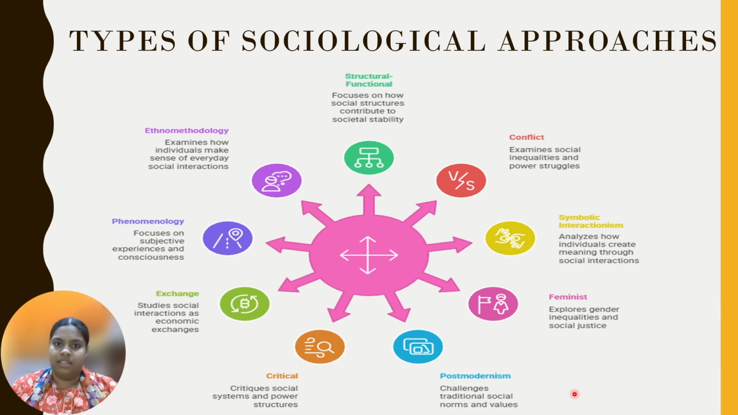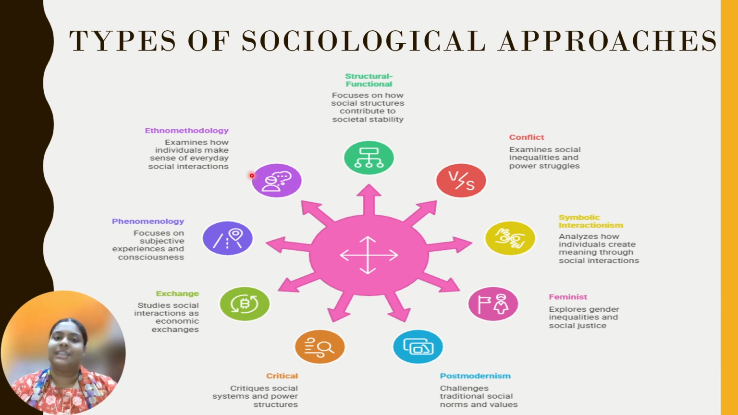Next, postmodernism. In our society, there are various traditional social norms and values that still exist. It challenges them. Next, critical. It criticizes various social systems and power structures that exist in our society. Exchange. It studies social interaction as economic exchanges. Next, phenomenology. It focuses on various experiences and consciousness. Ethnomethodology. It examines how individuals make sense of the everyday social interaction that they make in the society.